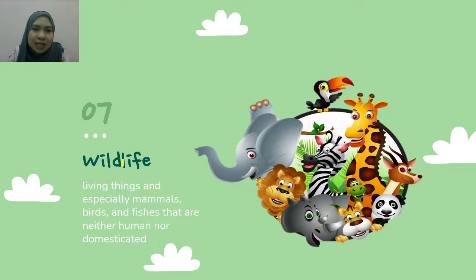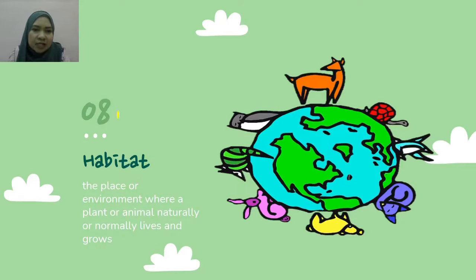7, wildlife. Wildlife is living things, and especially mammals, birds and fish that are neither human nor domesticated. Okay, these are examples of wildlife: elephant, lion, rhinoceros, giraffe and others. Okay, number 8, habitat. The place or environment where a plant or animal naturally or normally lives and grows.